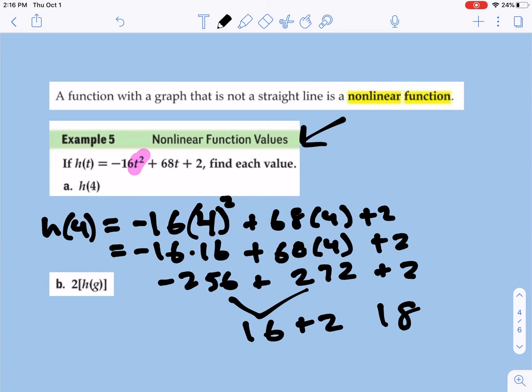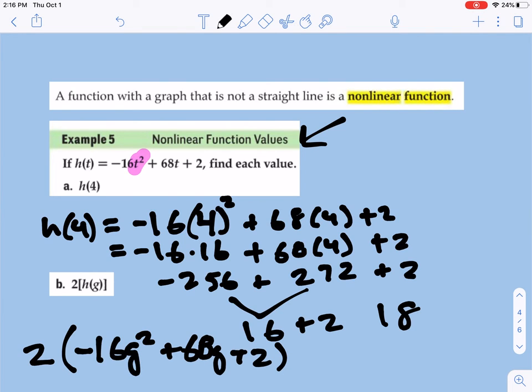And then when they say 2h of g, you're going to take your result, whatever you get, and multiply it by 2. The way you figure out h of g is just wherever you see a t, you put a g. So you have negative 16g squared plus 68g plus 2. And then you're just going to multiply everything by 2. So you get negative 32g squared plus 136g, and then plus 4.